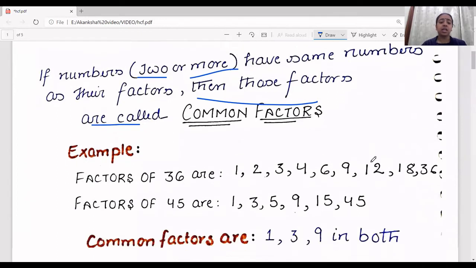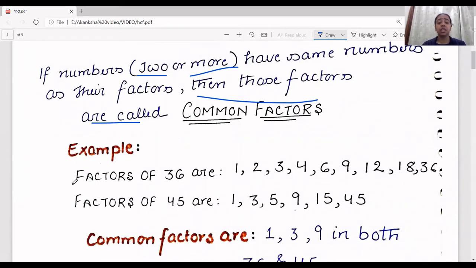Now, for example, if I take 36, let's factorize 36. What are the factors of 36? Do we have 36 in one table? Yes. Is 36 divisible by 2? Yes. 3? Yes. 4? Is 36 divisible by 4? Yes. 6? Yes. 36 is also divisible by 6. 9, right? 12 also holds as a factor of 36. 18 also holds as a factor of 36, and 36 itself is a factor of 36. So these are the factors of 36.